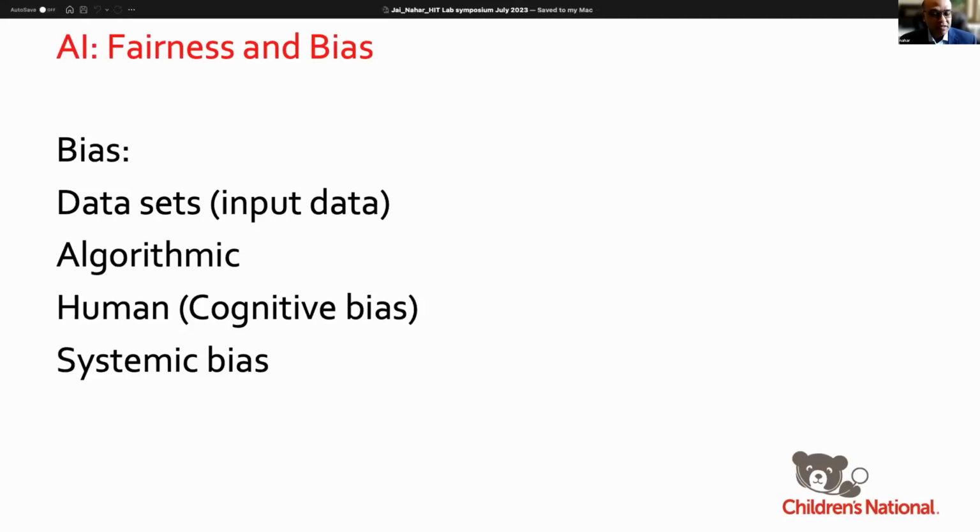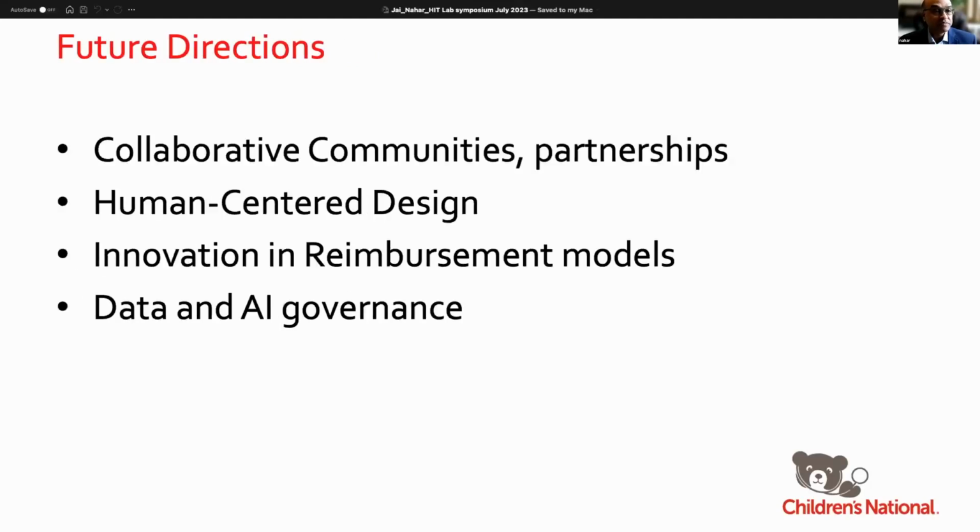And last but not least is systemic bias at the level of healthcare organizations and enterprises, which can sometimes be adverse to marginalized or underserved populations. Next slide, please. Future directions and call to action.